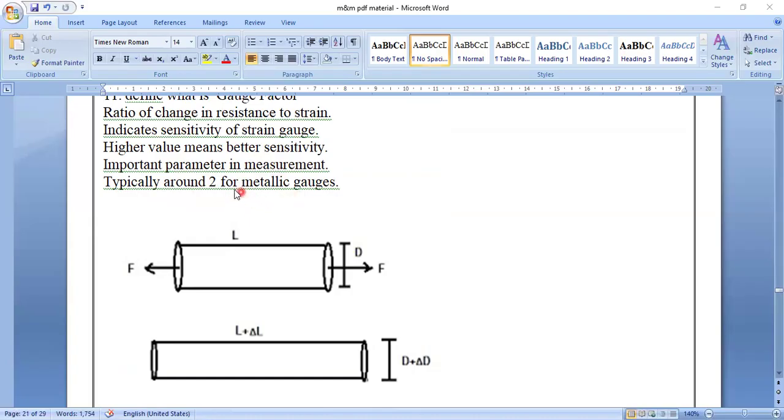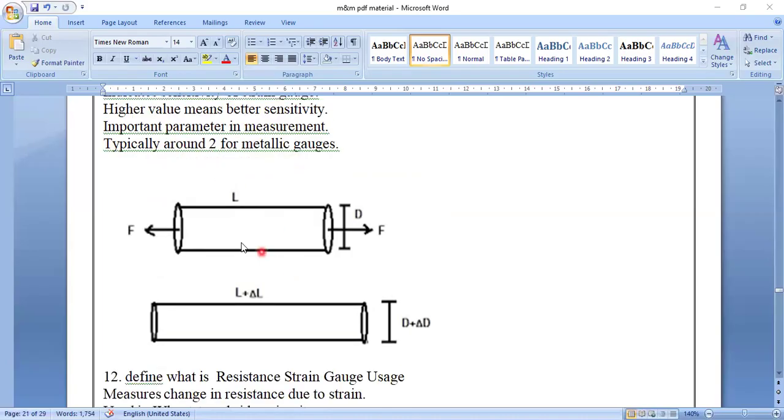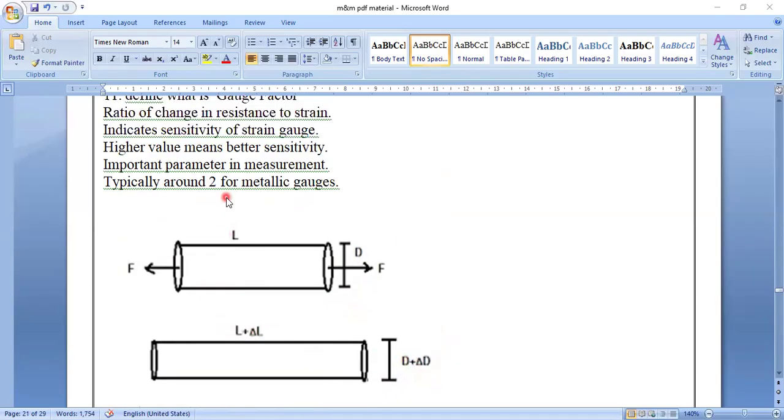So you can read the resistance here. See here, this is the force. From here you are giving tensile force, and here also tensile force. Definitely this length will increase and the diameter will decrease, which is called L plus DL and D minus DL. So this will be measured in the strain gauge. It is the change in resistance with respect to strain. That is what it is telling.